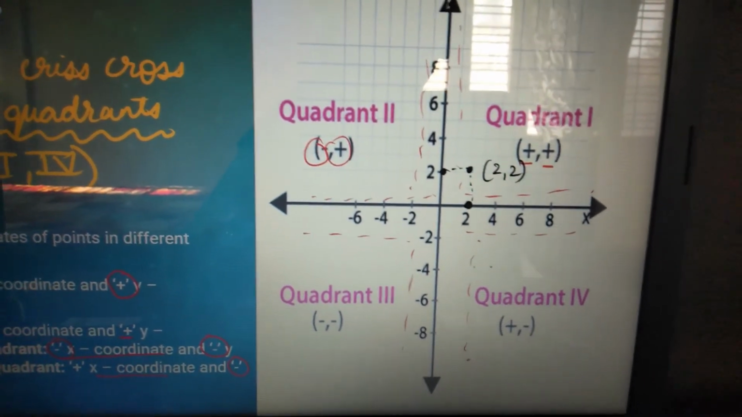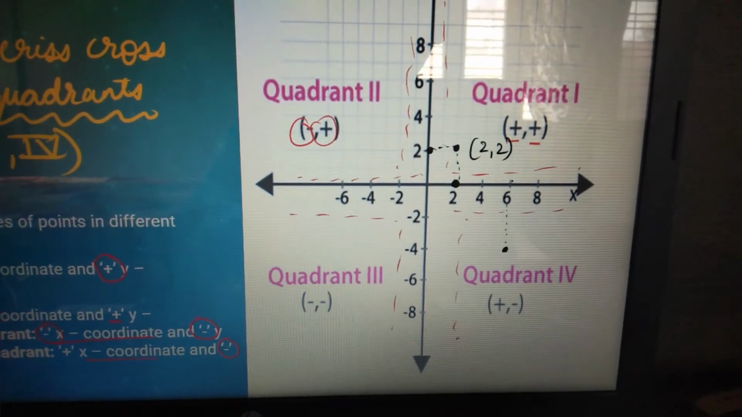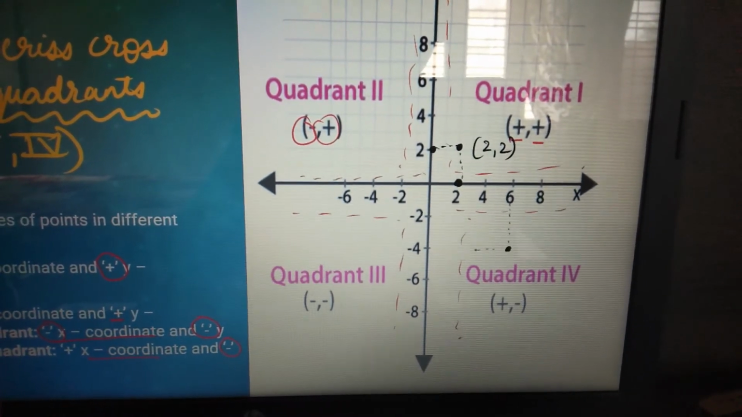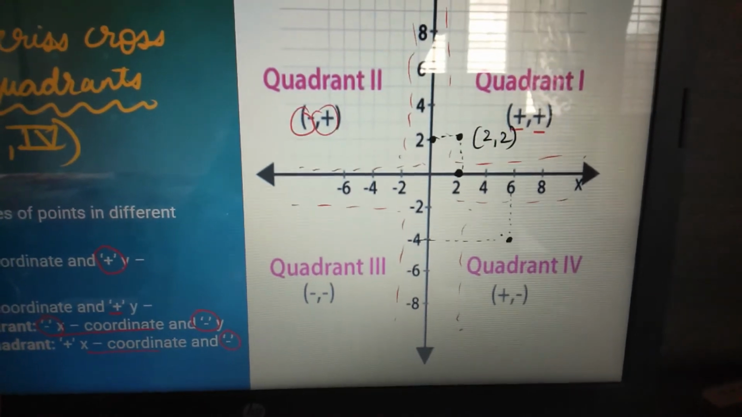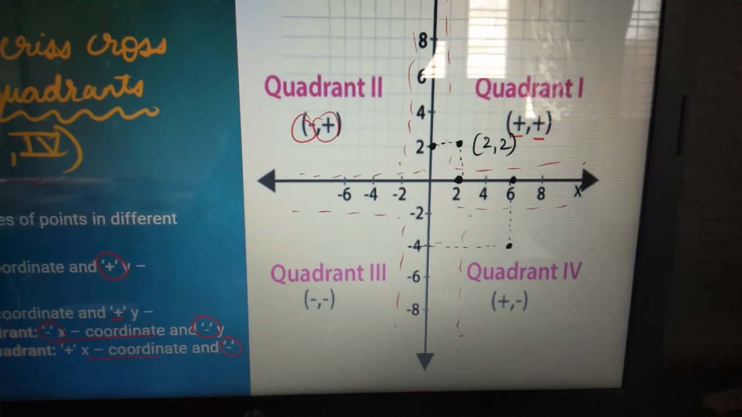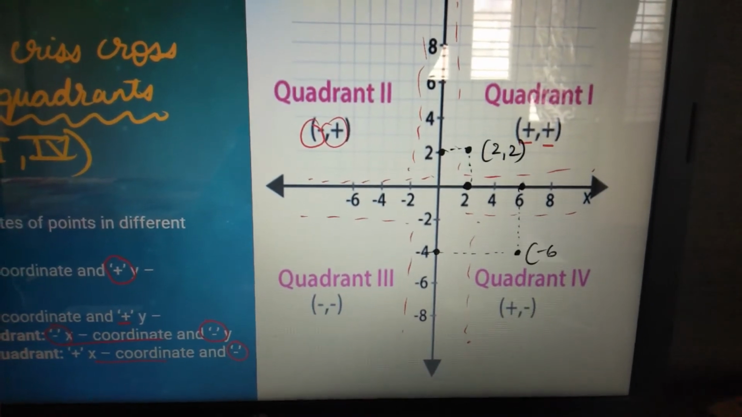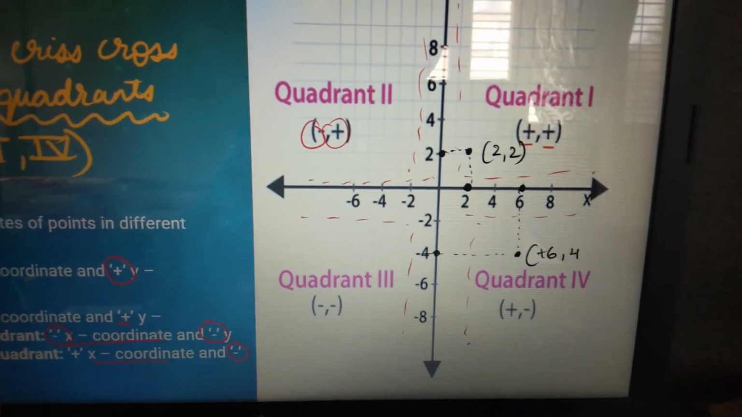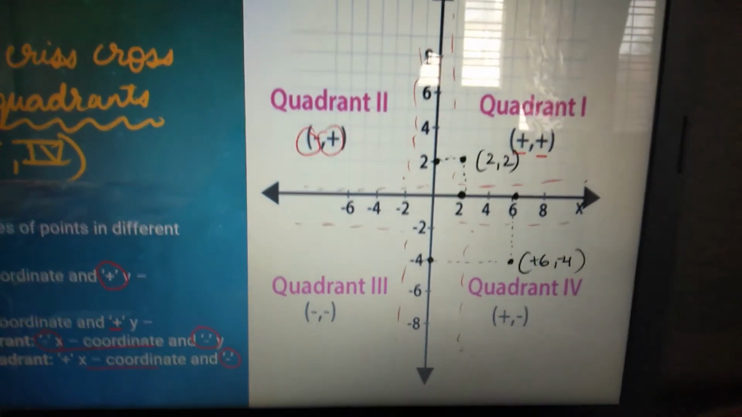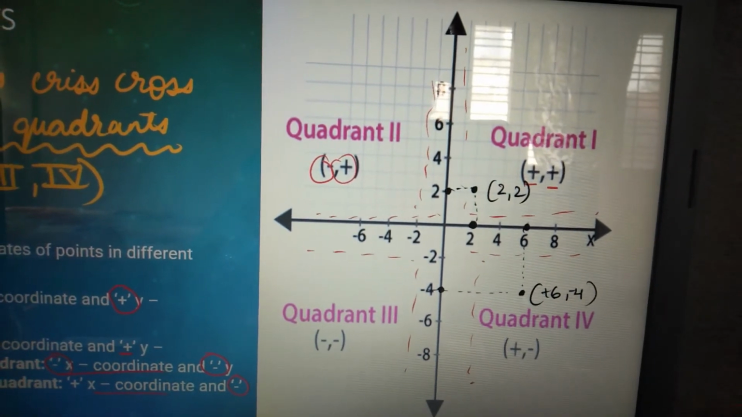Then suppose let's take another one, this point. Always draw a dotted line towards the x-axis from the point, and then from this point towards the y-axis draw a dotted line. And here you can see that the dotted line intersects the x-axis at 6. Here it intersects the y-axis at -4. So it will be, sorry, +6 comma -4. That is the coordinates. So simple thing that is. I hope it is clear to you.